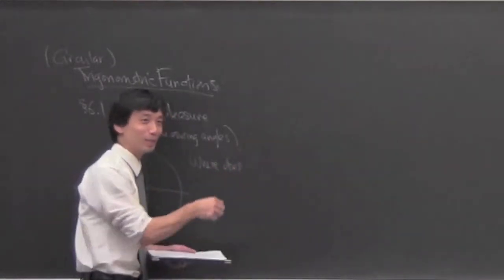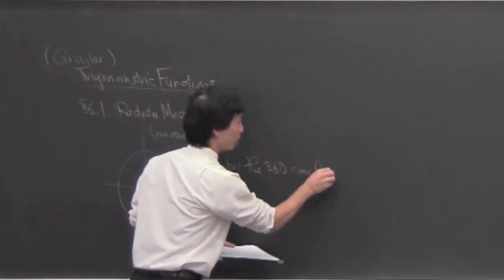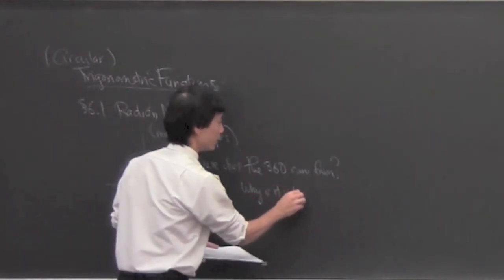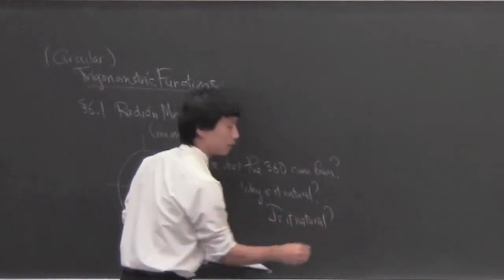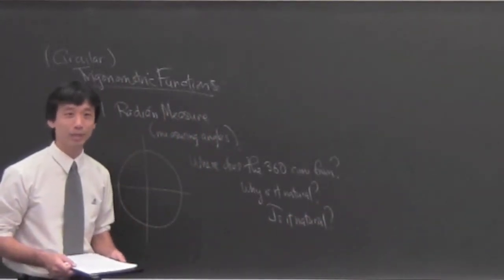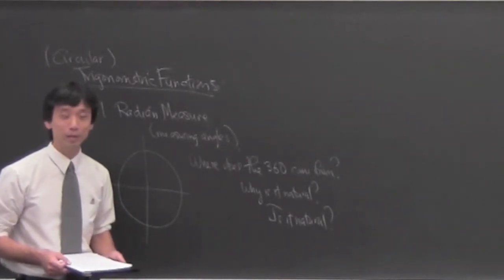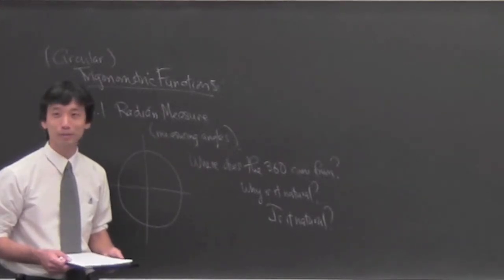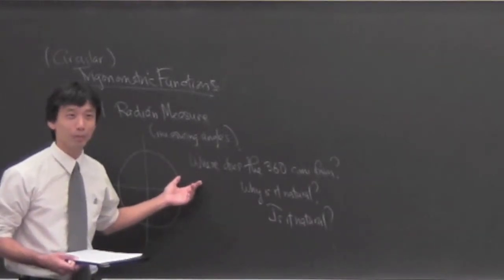Let's question our knowledge. Where does the 360 come from? Is it natural? Does anyone have an idea of where the 360 comes from? Do you know any other numbers that are around 360 in the world, say? 365 days in a year. That's where the 360 comes from, actually.